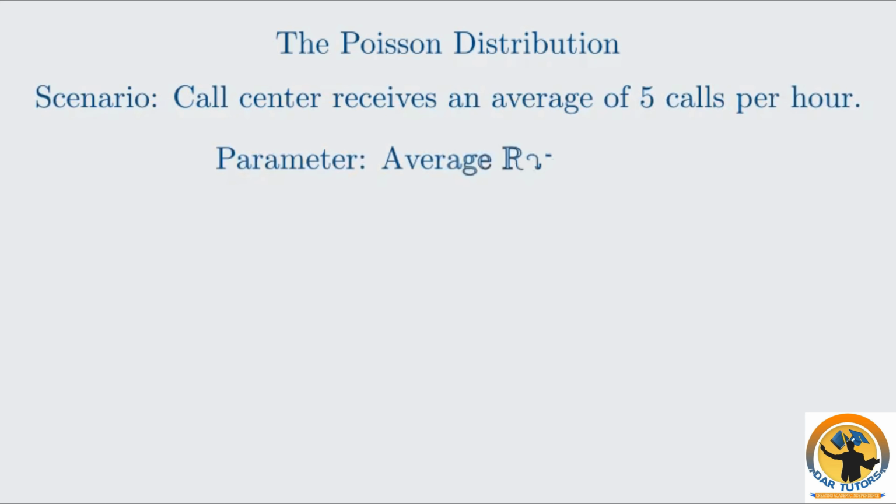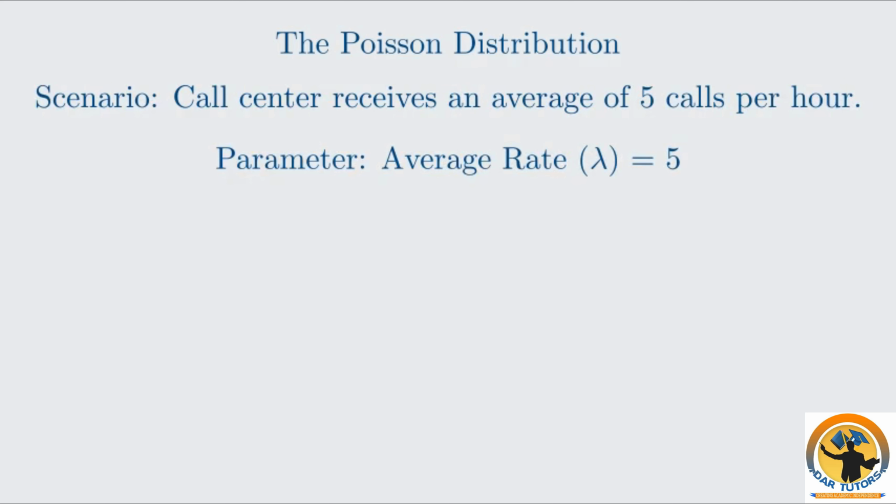Think about scenarios like the number of phone calls received by a call center per hour, the number of accidents on a given road per month, or the number of misprints on a page of a book. In all these cases, we have a rate, but not a fixed number of trials. Let's say a call center receives calls at an average rate of 5 calls per hour. We're interested in the probability of them receiving, say, 3 calls in a particular hour.